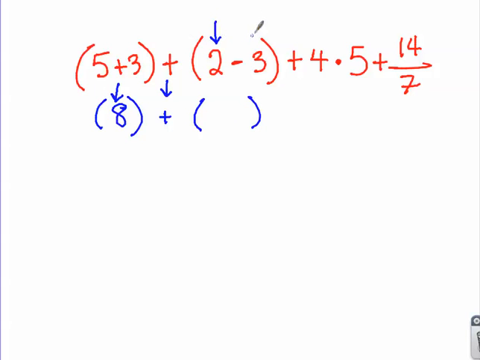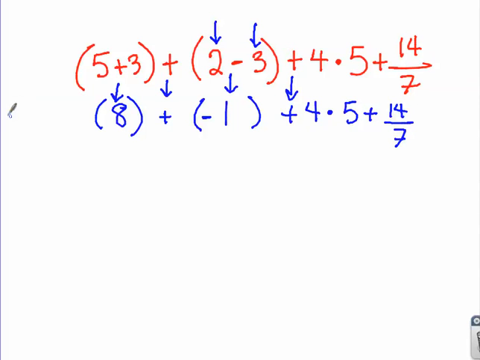This number is smaller than this number. Whenever the first number is smaller than the second number in a subtraction problem, it's going to be a negative answer. And then we just find the difference between 2 and 3, which is 1. So it's negative 1. And then we bring down this plus. And then we have 4 times 5. Let's just bring all this down. 4 times 5 plus 14 over 7.